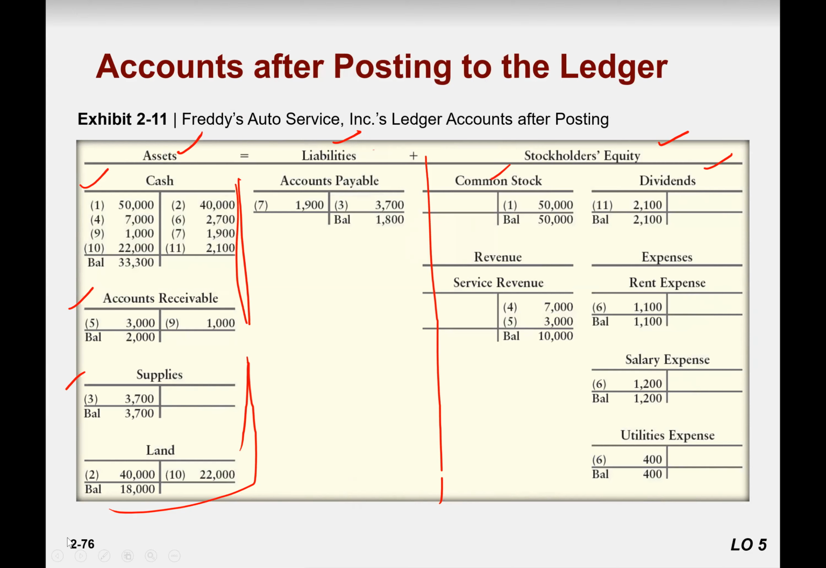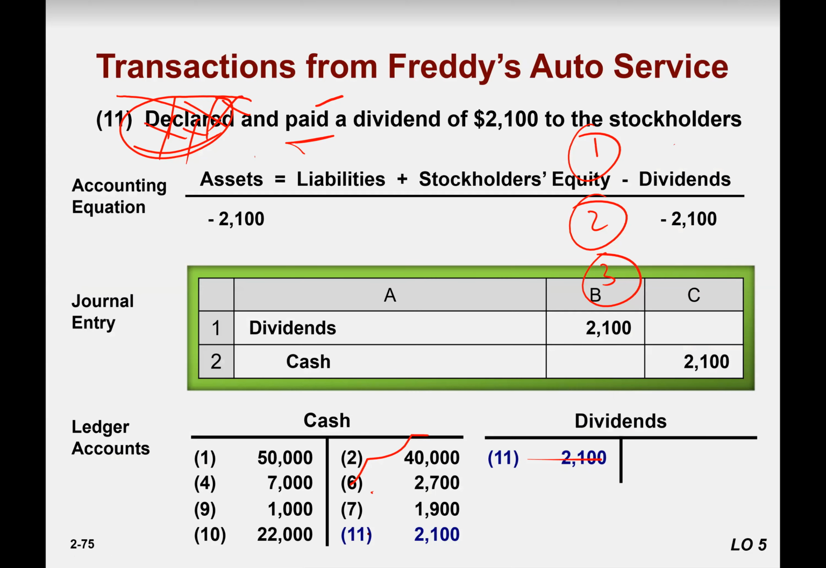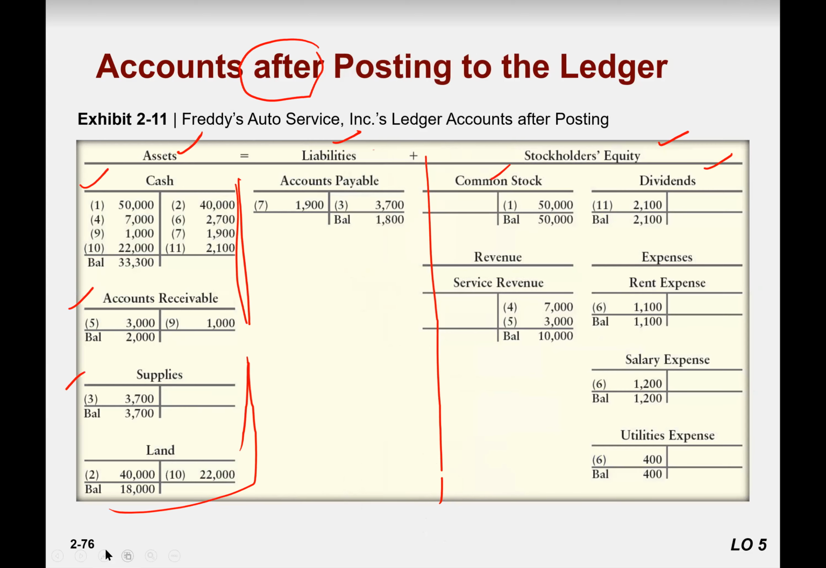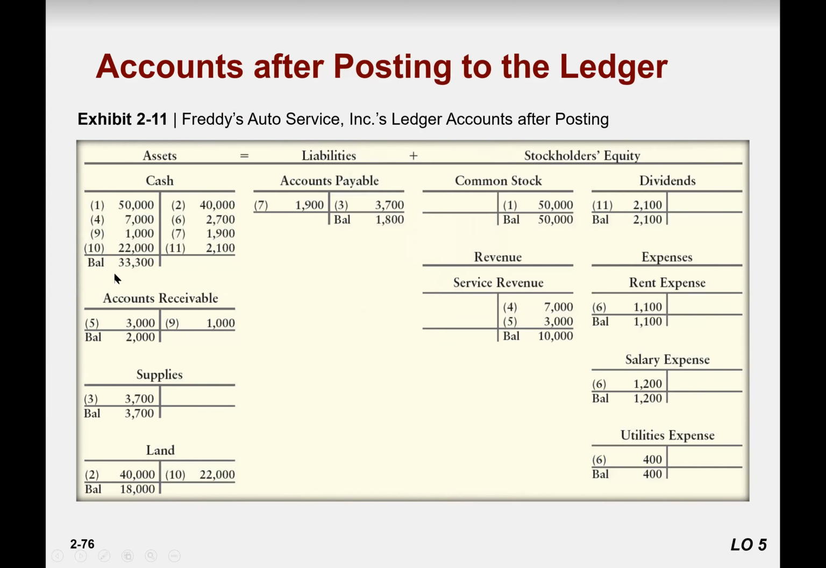So now this is accounts after posting. Up till now, what we have learned is how we post it. Now after posting, you find out the balance, right? So where this 33,300 came from? So listen very, very carefully. Okay, I think first let's talk about this so that we understand that.